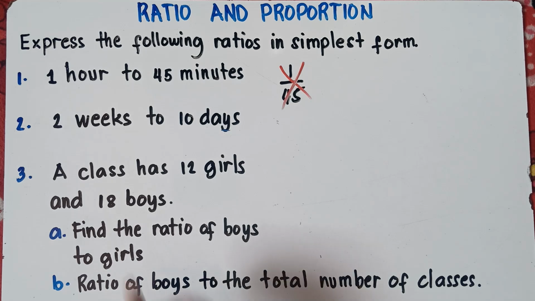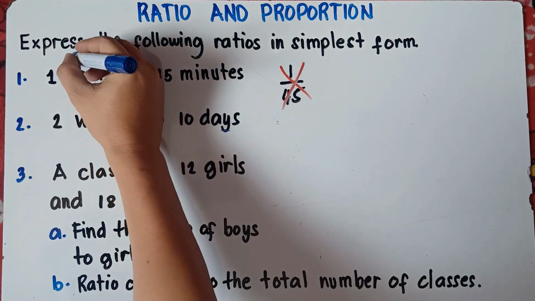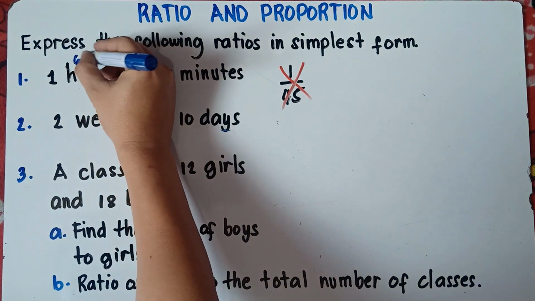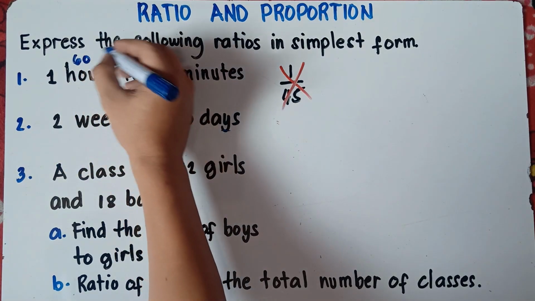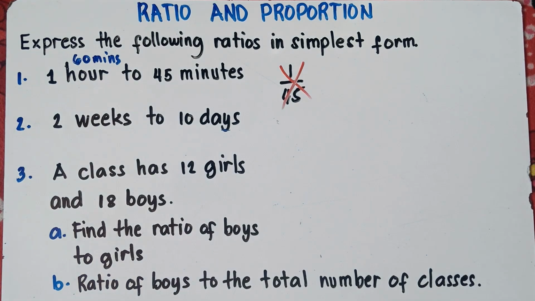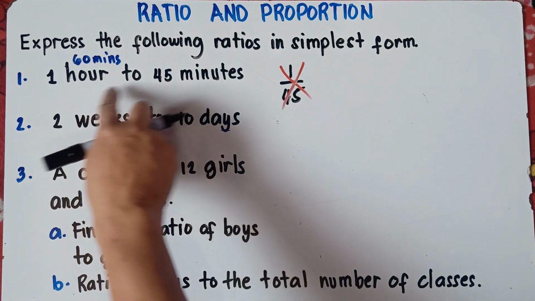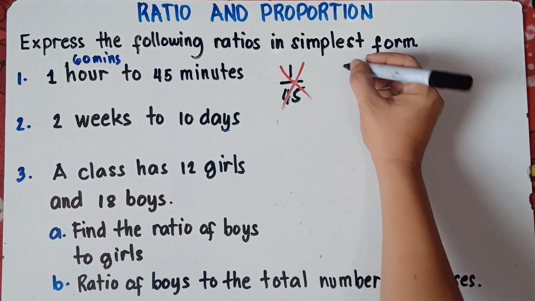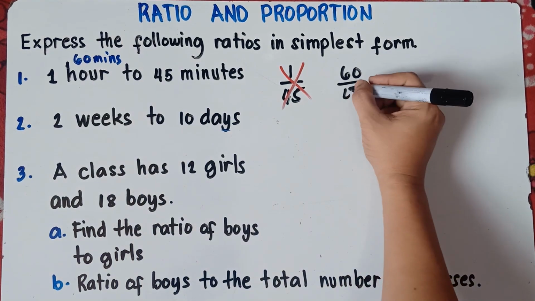So how many minutes, class, in 1 hour? That's correct, in 1 hour, that would be 60 minutes. So once again, class, check first if the units are the same. If they're not the same, you need to convert the units, class. So 60 minutes is equivalent to 1 hour, so that would be 60 to 45. And we can write this one as 60 over 45.